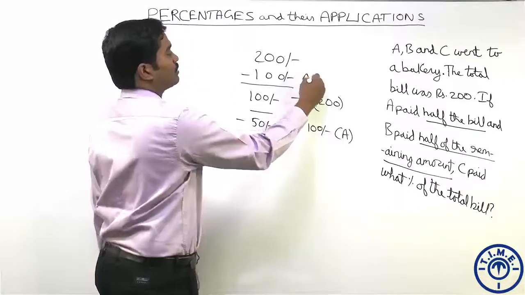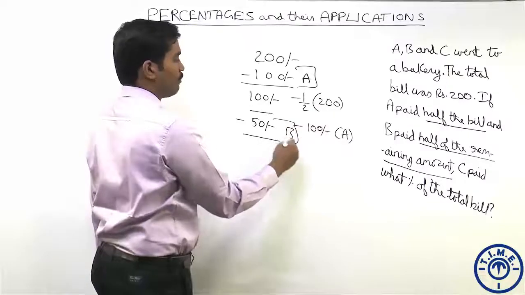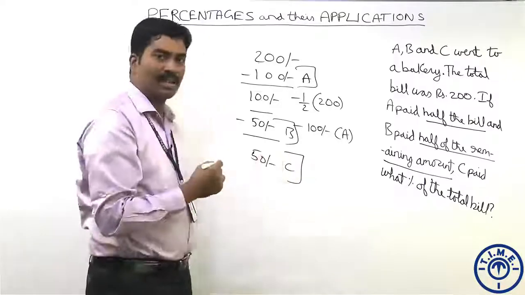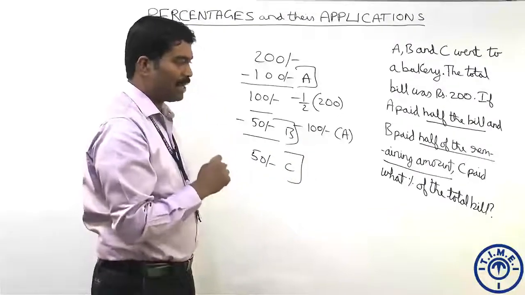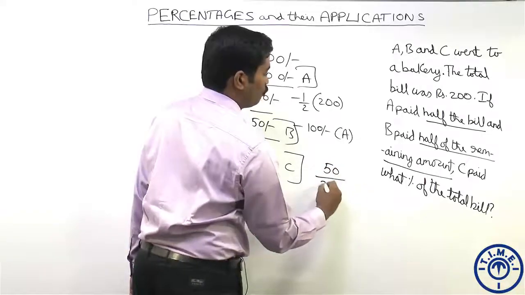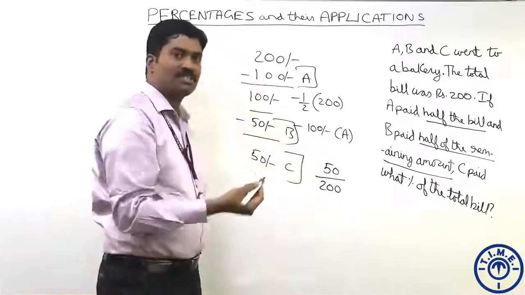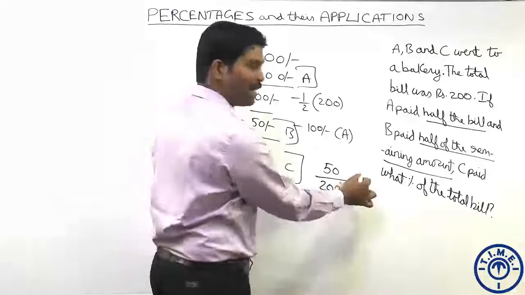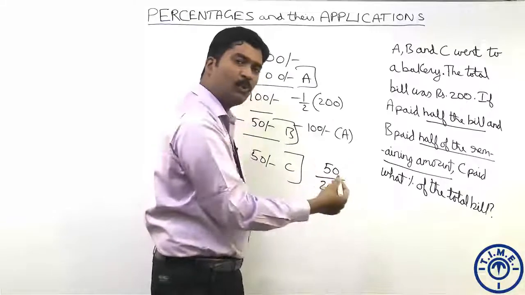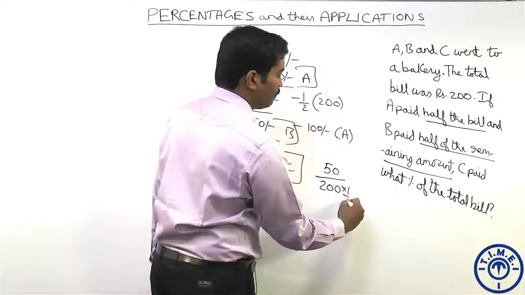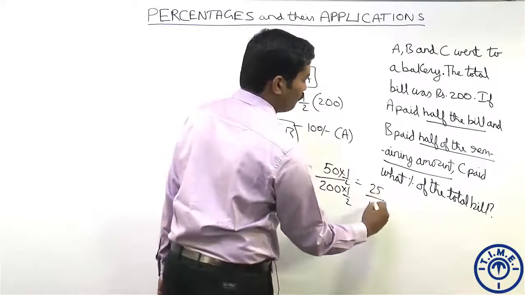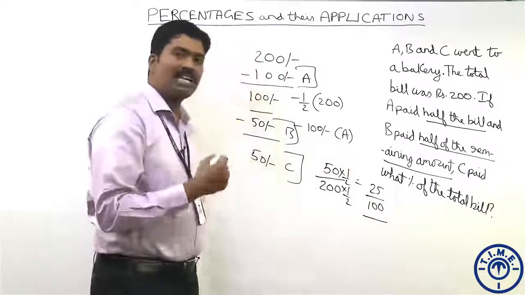So A is paying this amount and B is paying this amount. So 100 minus 50 is 50. So who will pay this amount? Obviously C should pay the remaining amount. And the last question is, C paid what percentage of the total bill? He paid 50 out of 200, that is the fraction. Now we need to express this as a percentage, right? We can either multiply into 100% or simply we can see that this is 200, this is 50. We can half both of them. 200 when halved becomes 100. Similarly, 50 when halved becomes 25. So 25 by 100, or C paid 25% of the bill.